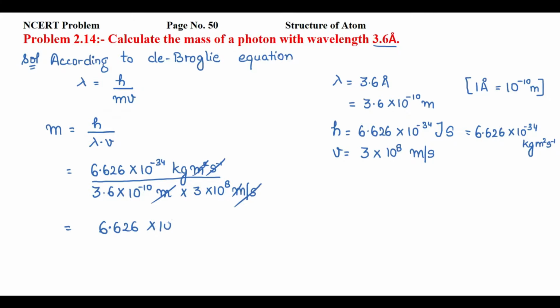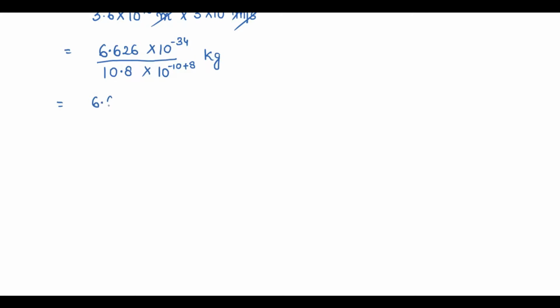So 6.626 into 10 raised to power minus 34 divided by 3.6 into 3. Your answer will be 10.8 into definitely this 10 raised to power minus 10, and these two powers are in multiplication. So definitely I'll add them. So 10, minus 10 plus 8, right? Units kg. 6.626 into 10 raised to power minus 34 divided by 10.8 into 10 raised to power minus 10 plus 8, that will be 10 raised to power minus 2, right?